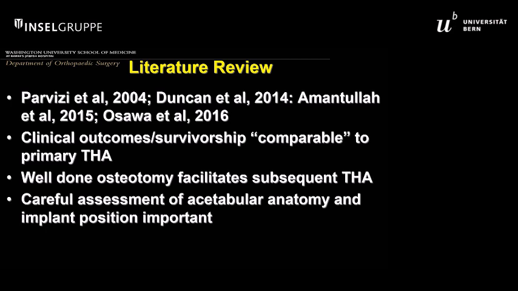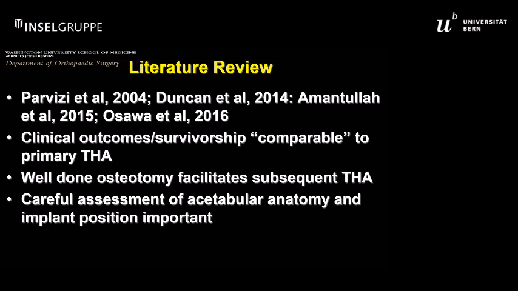In terms of the existing literature, we have several studies as listed here: Parvizi et al., Duncan, Amanatullah, and then Osawa, starting in 2004 and going to 2016. The outcomes of these papers are somewhat distinct, but the general theme is that the clinical outcomes and survivorship of total hip arthroplasty after periacetabular osteotomy are comparable to patients that have not had a previous osteotomy. Nevertheless, one study did note that the implant positioning was not as accurate in the setting of a previous PAO.